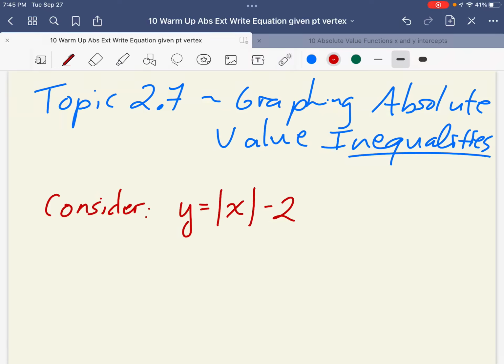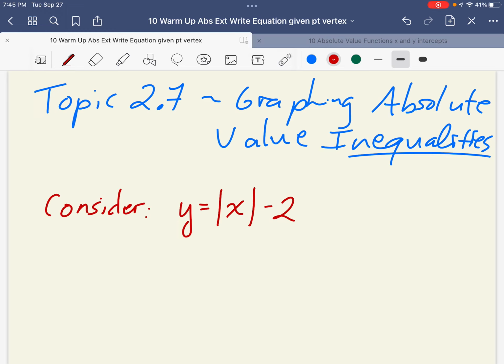So I want to do a short little lesson with you on graphing absolute value inequalities. Now listen, the only thing that's going to happen today is that we're going to take what we've been learning about absolute value equations and vertices and shifting, and we're going to throw a greater than or less than sign into the problem. So what does that mean?